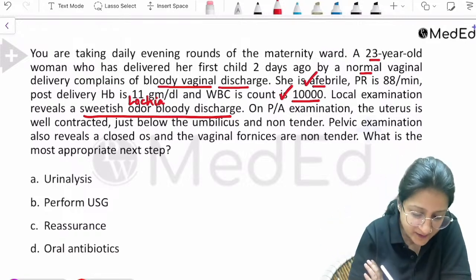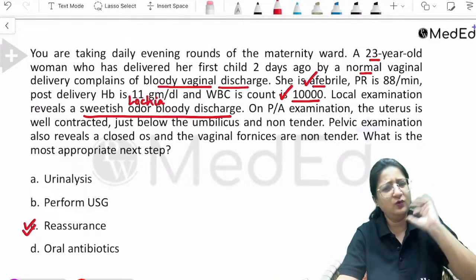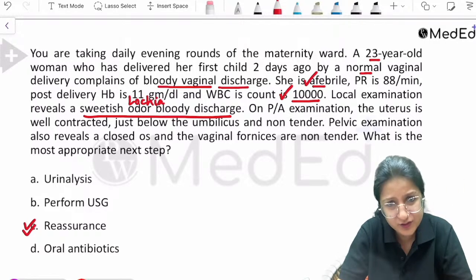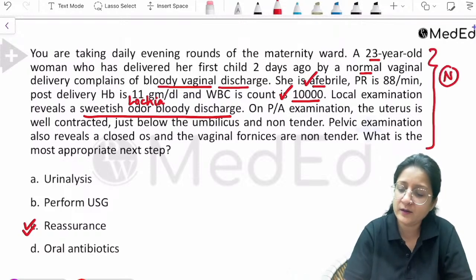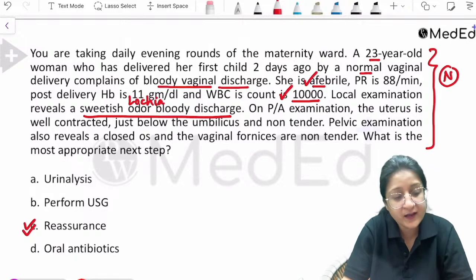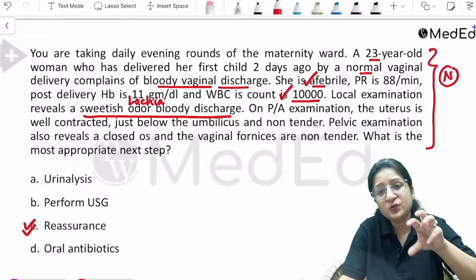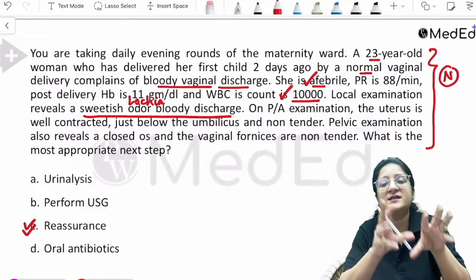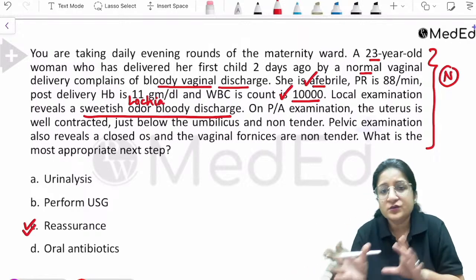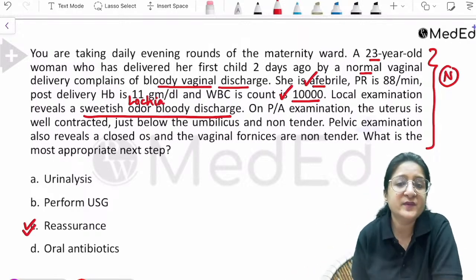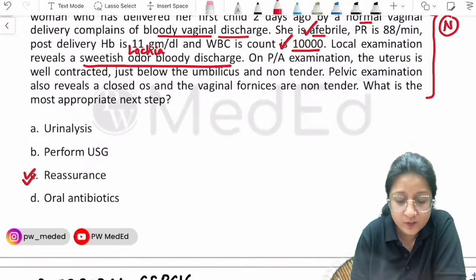So at this moment, just reassure, right? There is no need for a urine analysis. There is no need to perform anything else, just reassurance, because all of these are absolutely normal findings mentioned in this question. So from puerperium, you should definitely know what are normal changes and what is abnormal. These are all normal changes that have been described in this very question, so all that needs to be done right now is assurance.